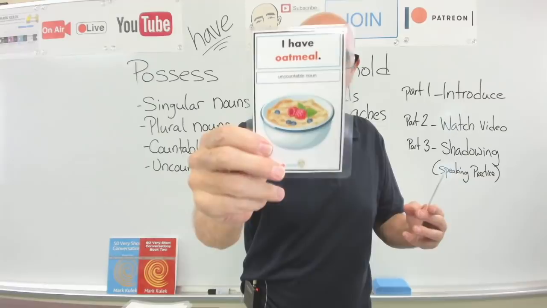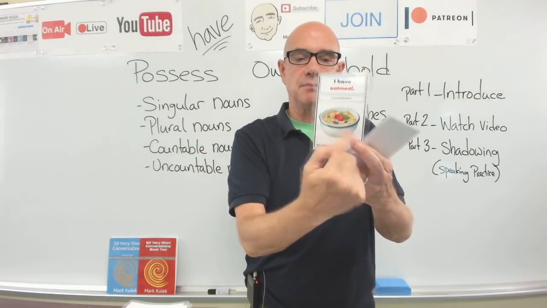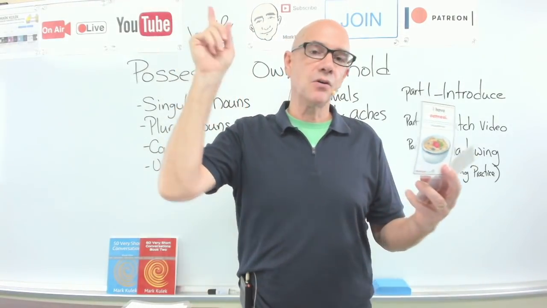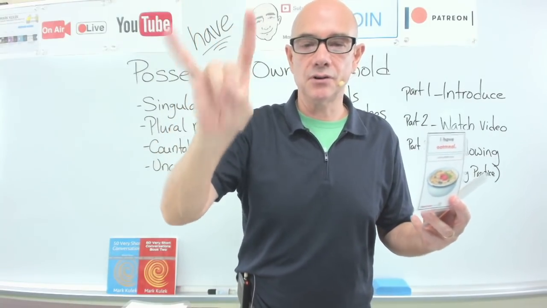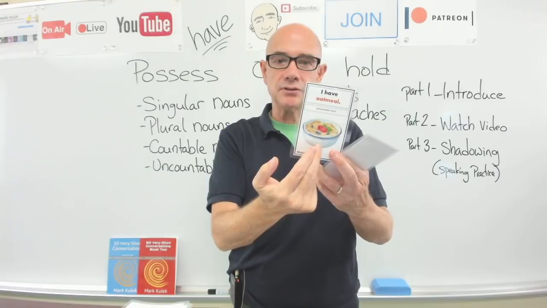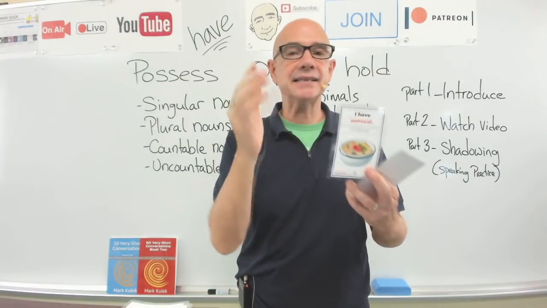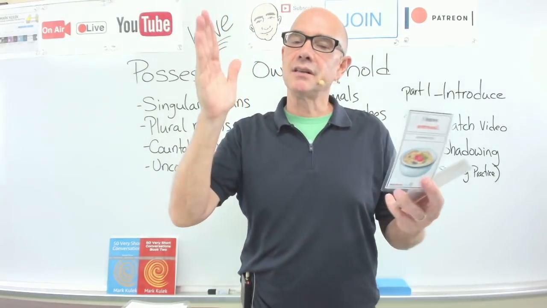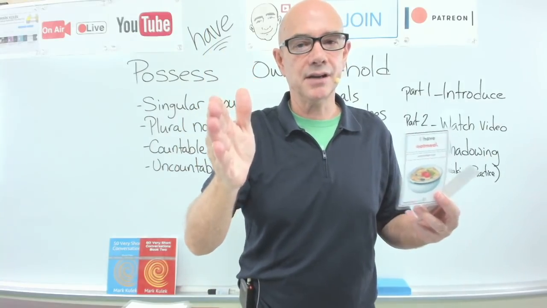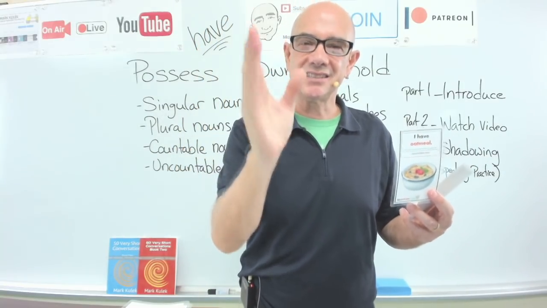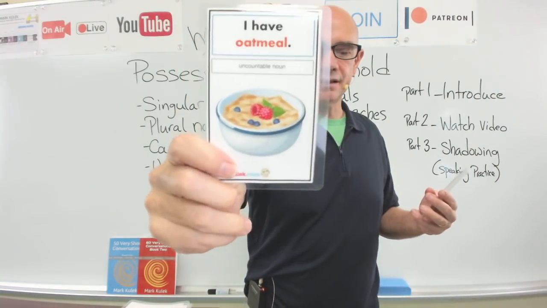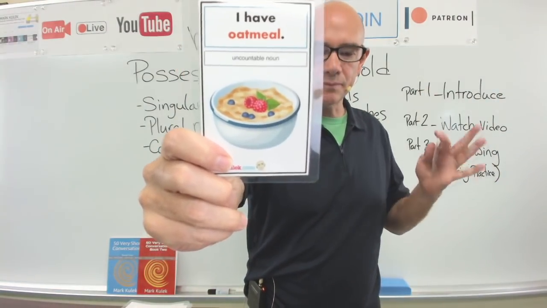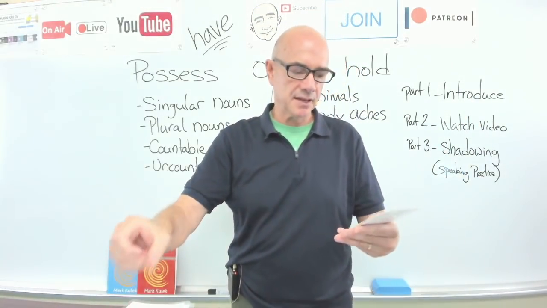I have oatmeal. We can count the bowls, right? We can count the bowls of oatmeal. I have one bowl of oatmeal. I have two bowls of oatmeal. Okay, we can count the bowls, but we can't count the oatmeal. Like we can't count water, okay? We can't count coffee. It's a liquid and it's impossible, right? So this is uncountable. Oatmeal is uncountable.